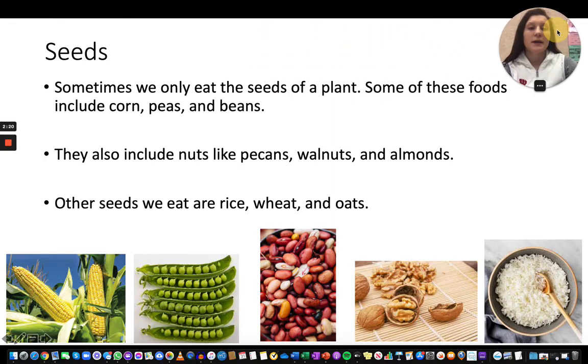All right, next up we have seeds. Sometimes we only eat the seeds of a plant. Before, we talked about foods where we eat the parts that were around the seeds. But there are also some foods where we only eat the seeds of that plant. Some of these foods include corn, peas, and beans. They can also include nuts such as pecans, walnuts, and almonds, and many others. Other seeds that we also eat include rice, wheat, and oats.